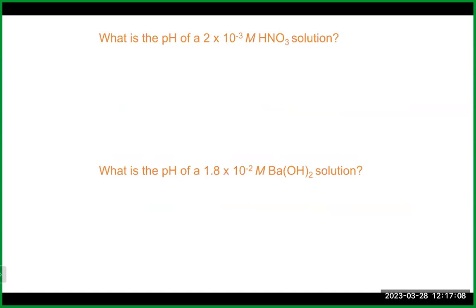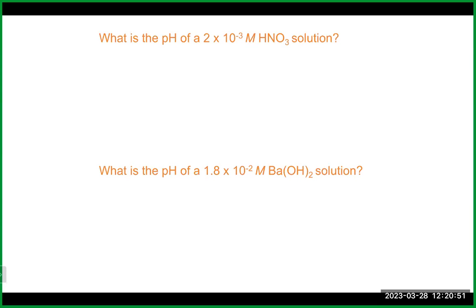All right, so if we do have a strong acid or strong base, let's try to calculate the pH of these. What is the pH of a 2 × 10⁻³ molar nitric acid? And what is the pH of a 1.8 × 10⁻² molar barium hydroxide solution? That is both a strong acid and a strong base. Sometimes you're not given just generic H plus and OH minus. So figure out the pH for each of these, see what you come up with.